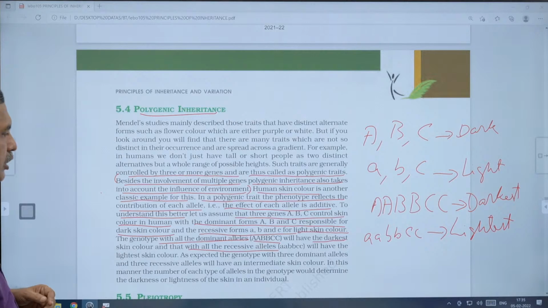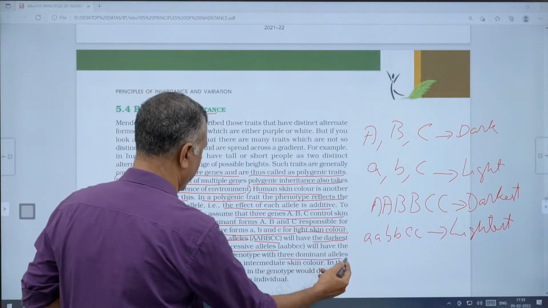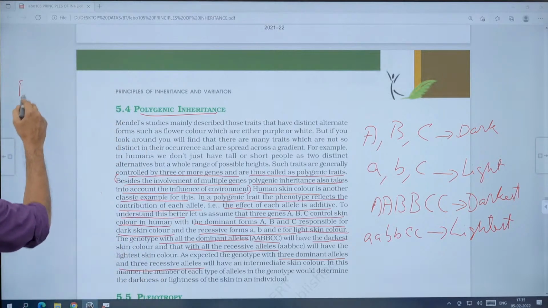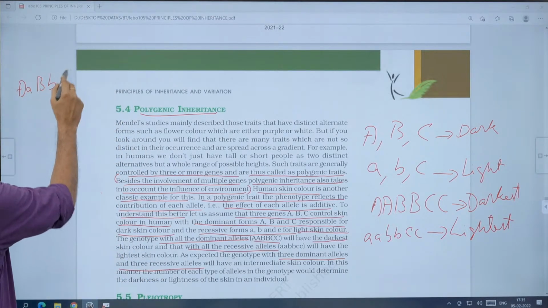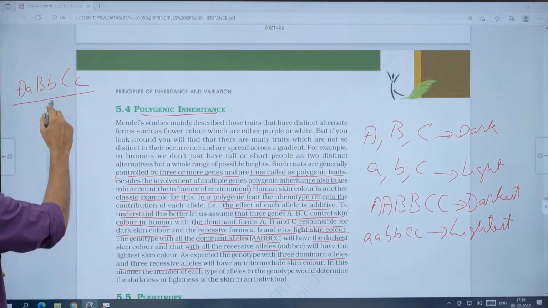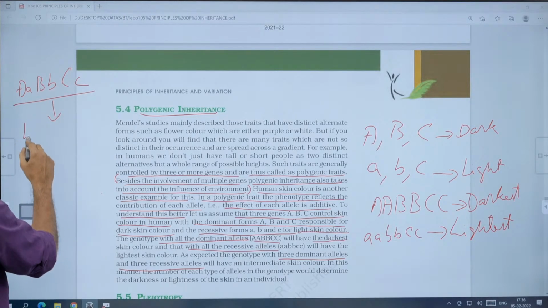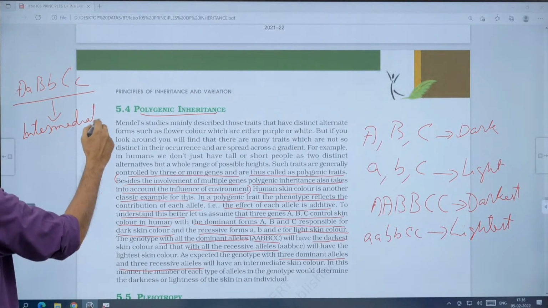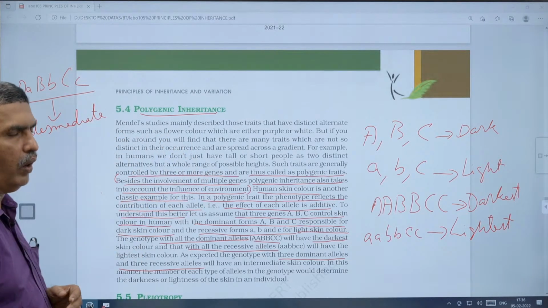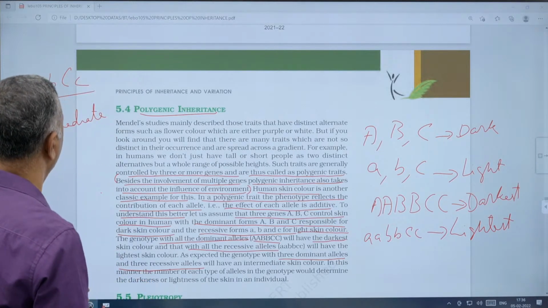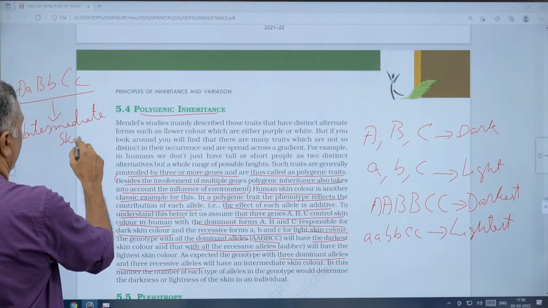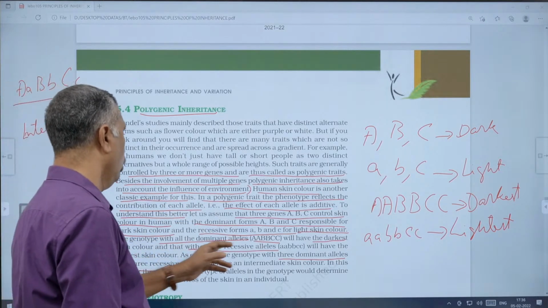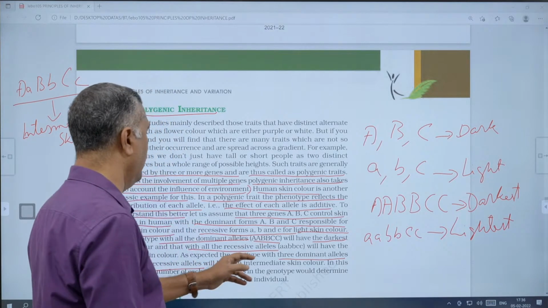Then what is expected in the genotype with 3 dominant alleles and 3 recessive alleles? That is capital A, small a, capital B, small b, capital C, small c. What is the skin color? Here the skin color is intermediate, not extremely dark or extremely white. So there will be a continuous variation here. 3 dominant and 3 recessive alleles will have an intermediate skin color.